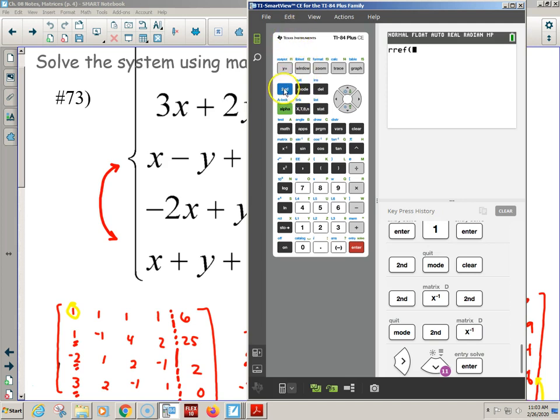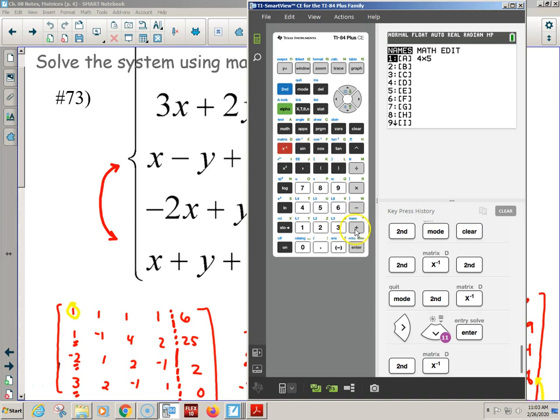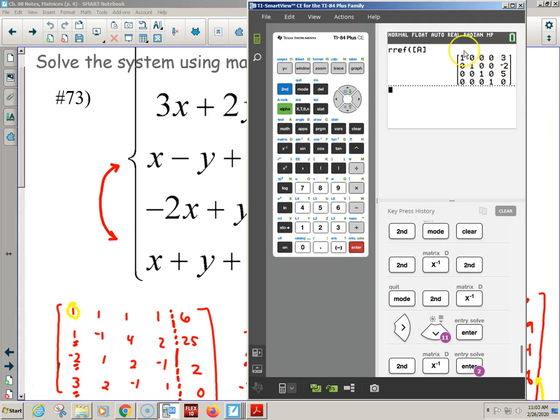Oh, go back to matrices. So second and then the inverse button or reciprocal button. And then what? Enter, yeah. So that first column is how we get the names to put into stuff, like all the math stuff for matrices. And then all you got to do is hit enter. And then it says, if possible, I'll give you the identity and all the solutions.